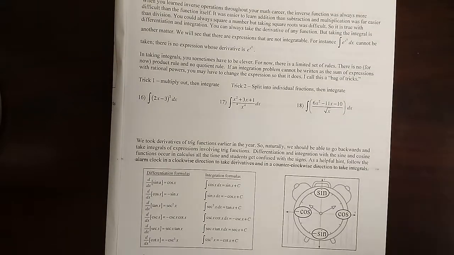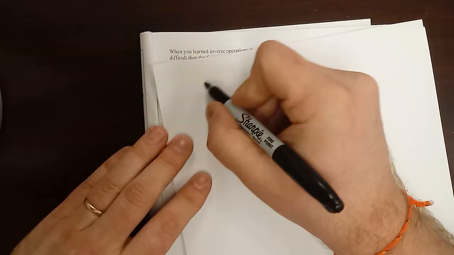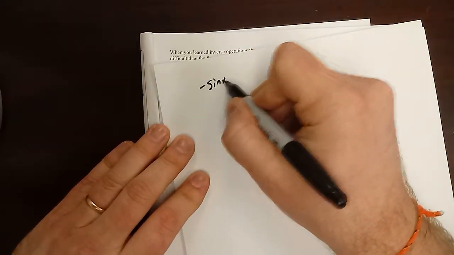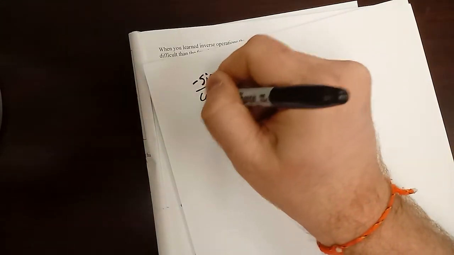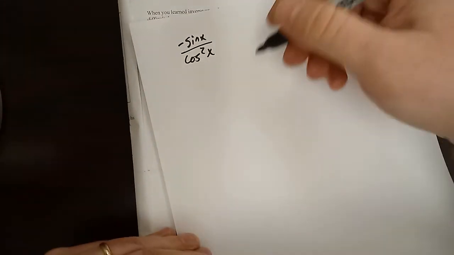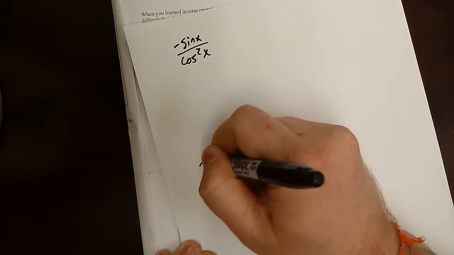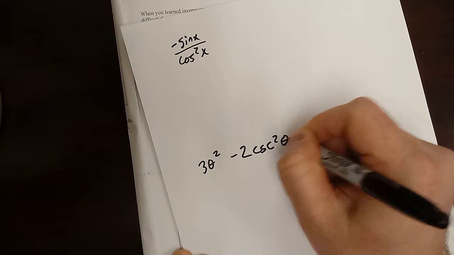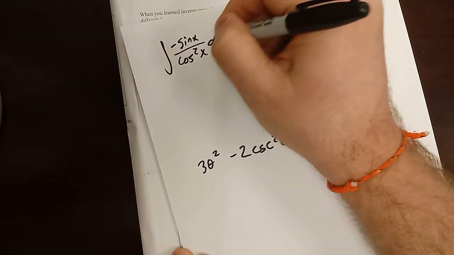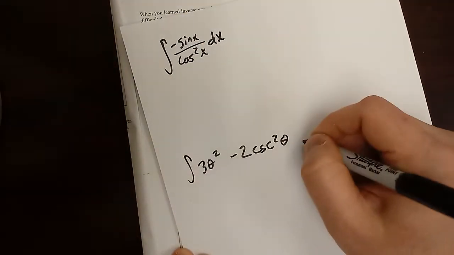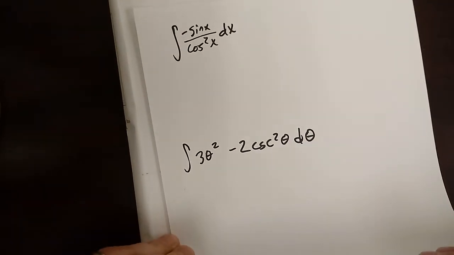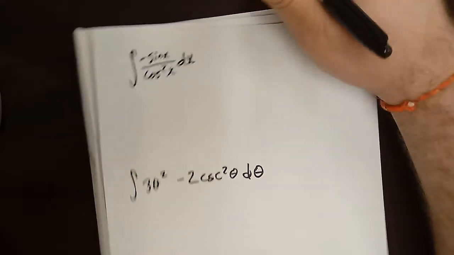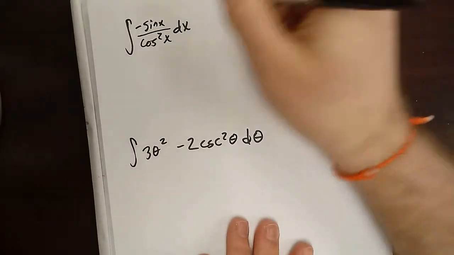All right, let's see what's next. We got 2 more: negative sine x over cosine squared, and then 3 theta squared minus 2 cosecant squared theta. All right. So in our first one, we look at this and we go, okay, I don't recognize anything.